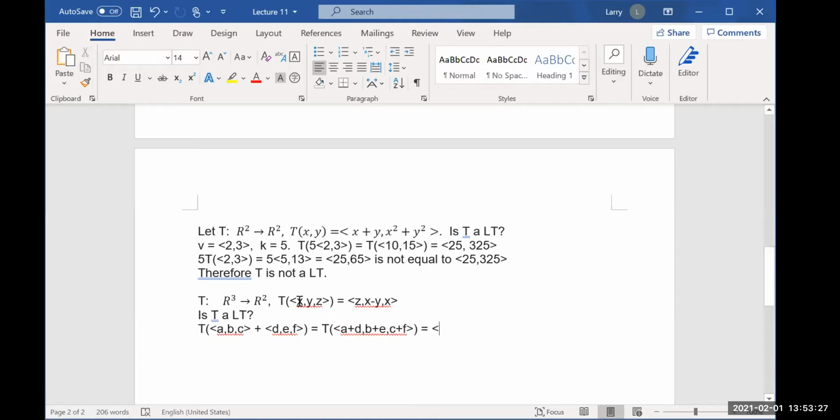Okay. This says take the third component and put it in the first component. Do you see that? So T of A plus D, B plus E, C plus F, the first component will be C plus F because that's our Z. Anyone lost on what I just did there?